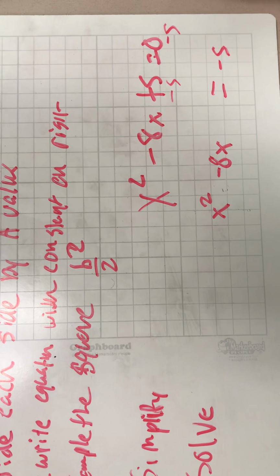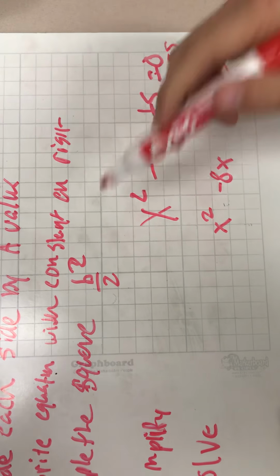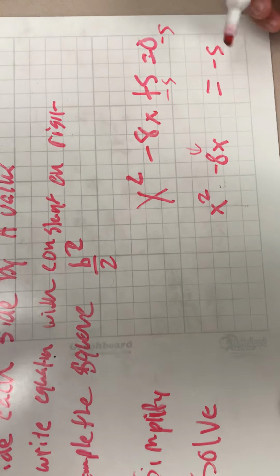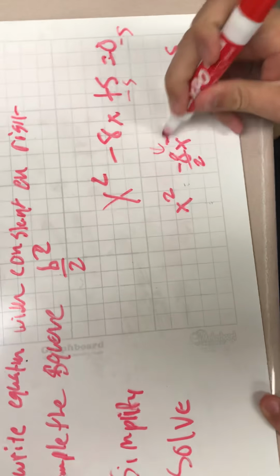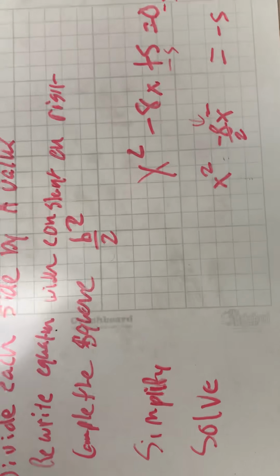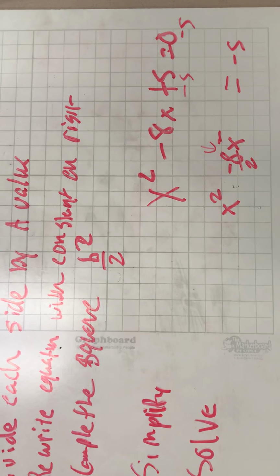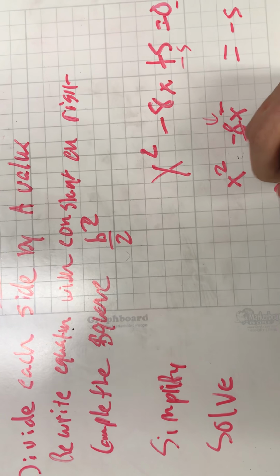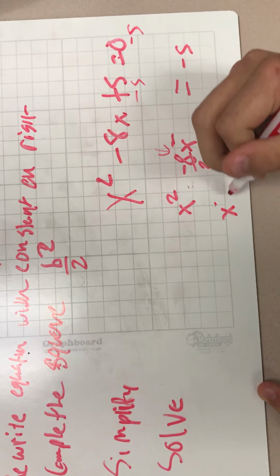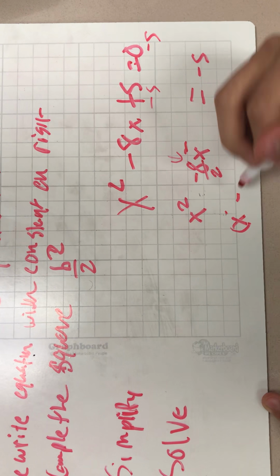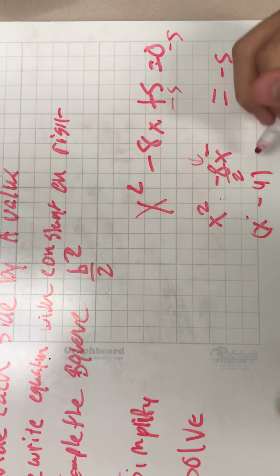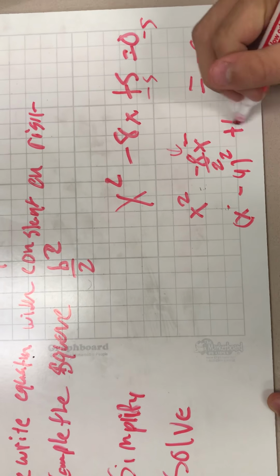Next, we're going to complete the square by taking the b value right here and dividing it by 2 and squaring it. So 8 divided by 2 is 4, 4 squared is 16, so the number that goes here would be x minus 4, and this would be squared, plus 16.